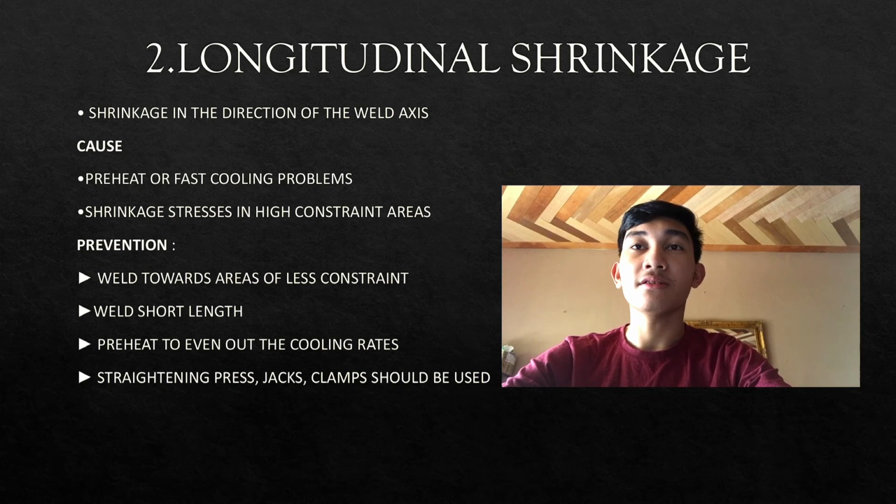Second is longitudinal shrinkage. Shrinkage in the direction of the weld axis. The cause of longitudinal shrinkage is preheat or fast cooling problems, and shrinkage stress in highly constrained areas. Preventions: first, weld towards areas of less constraint. Second, weld short lengths. Third, preheat to even out the cooling rates. Fourth, flattening presses, jacks, and clamps should be used.